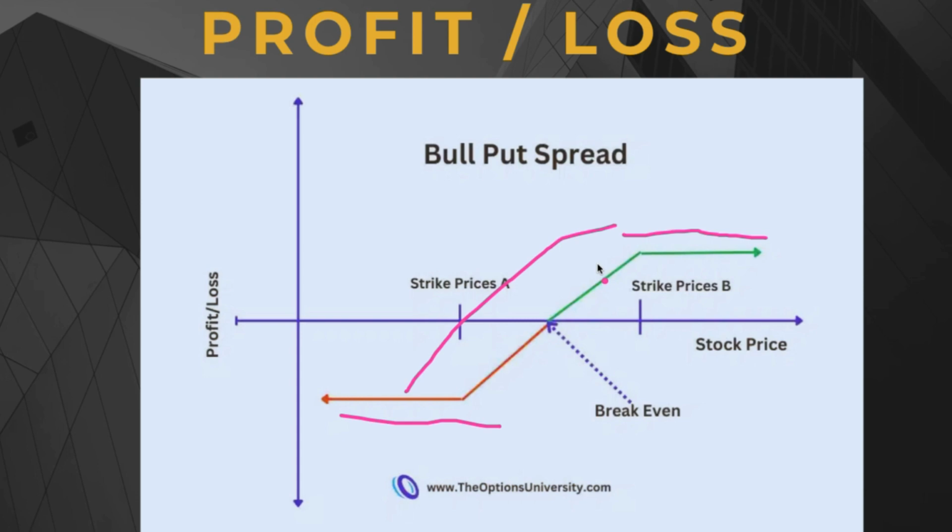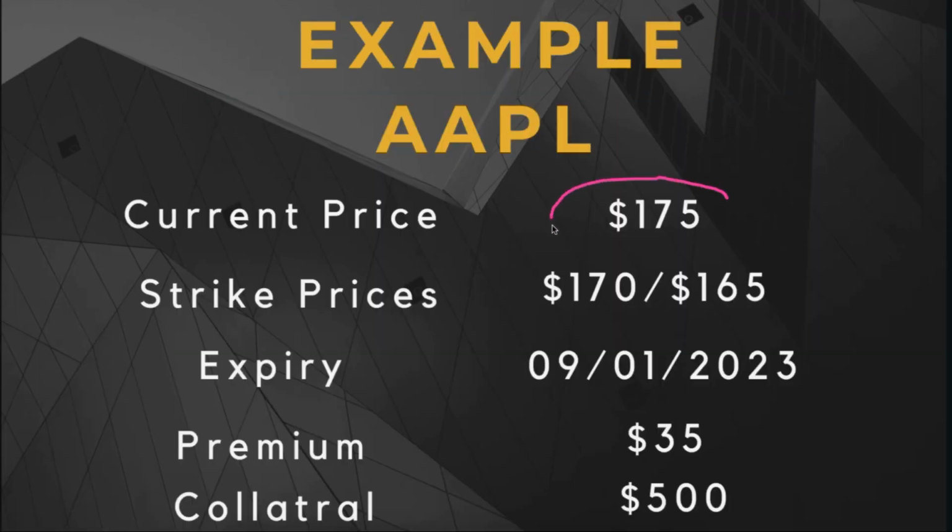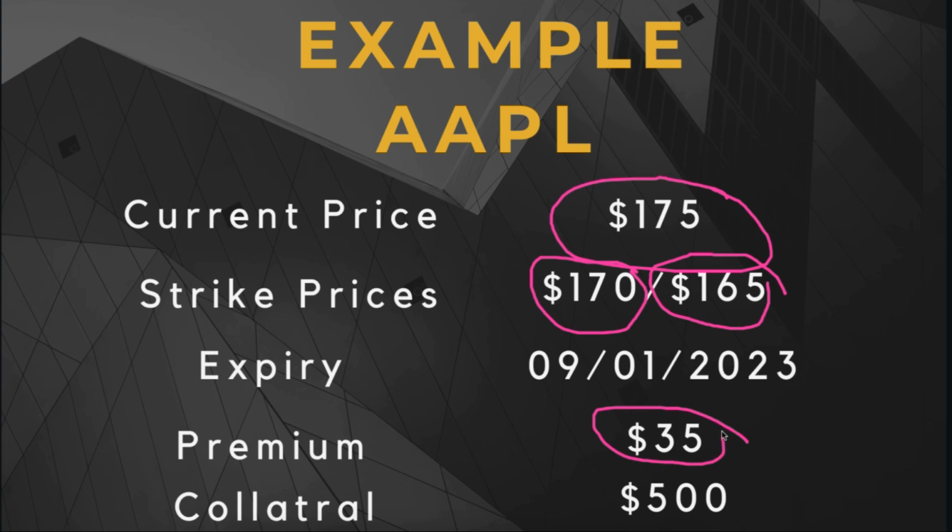Let's now move to a concrete example. I'll take an example of Apple stock and understand how a put credit spread would look in a real world scenario. Let's say Apple is currently going at $175. For the put credit spread you would open, you would sell a put at 170, which is 5 strikes down from the current market price, and then you would buy a put at 165, for example. This creates a $500 credit spread, for which you are going to receive a premium of, just as an example, $35.